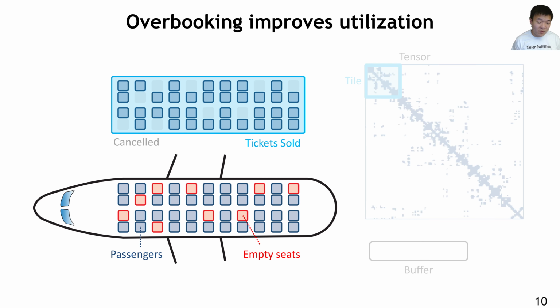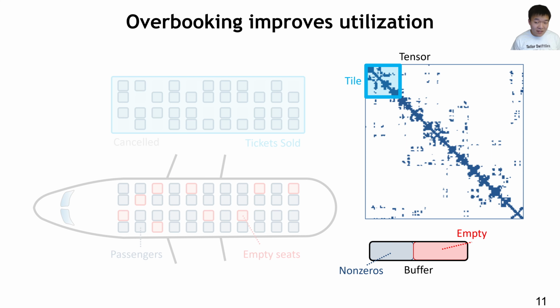Airlines run into a problem where people cancel their tickets before the flight departs. So, if they sell only one ticket for every seat, they can end up with many empty seats on the flight. When we tile, we actually run into the same problem. We don't know how much sparsity is in a tile before we load it. So if we allocate buffer capacity for every potential non-zero, we can end up with a lot of empty space in the buffer, which is shown in red.